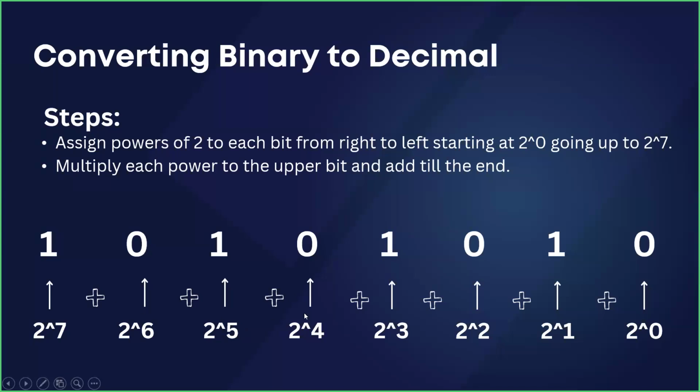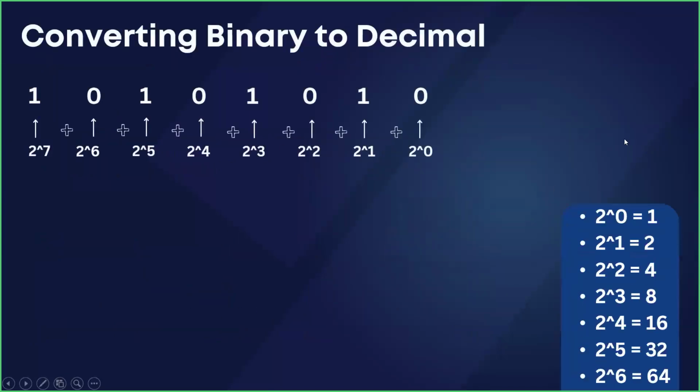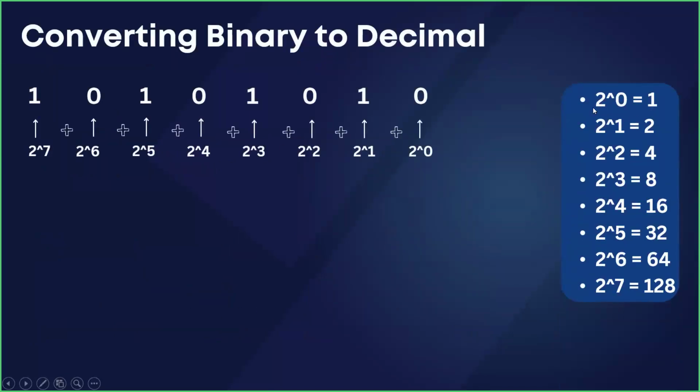So if we calculate this value now, anything to the power 0 is always equal to 1. That's a mathematical rule. So 2 power 0 is 1. 2 power 1 is 2 itself. 2 power 2 is 2 into 2. That's 4. 2 power 3 is 2 into 2 into 2, 3 times. That's 8. 2 power 4 is 2 into 2 into 2 into 2, 4 times. That's 16. 2 power 5 is similarly 32. 2 power 6 is 64. And 2 power 7 is 128.